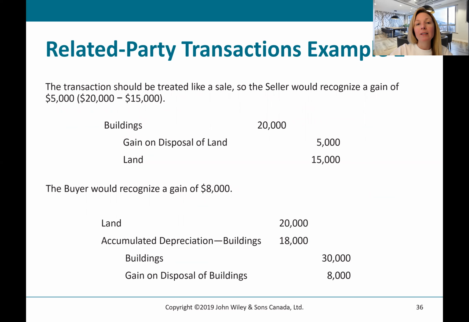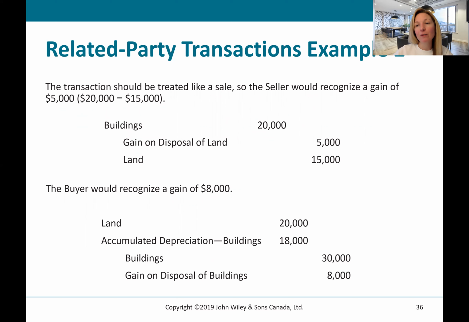So the seller would recognize a gain of $5,000 because they got a building worth $20,000 and they gave up land that was worth $15,000. And the buyer would recognize a gain of $8,000. So they gave up land that was worth $20,000, but they got a building that had a net book value of, what is that? 30 minus 18. I can't do math in my head. 12,000. So then they had a gain on disposal of 8,000.